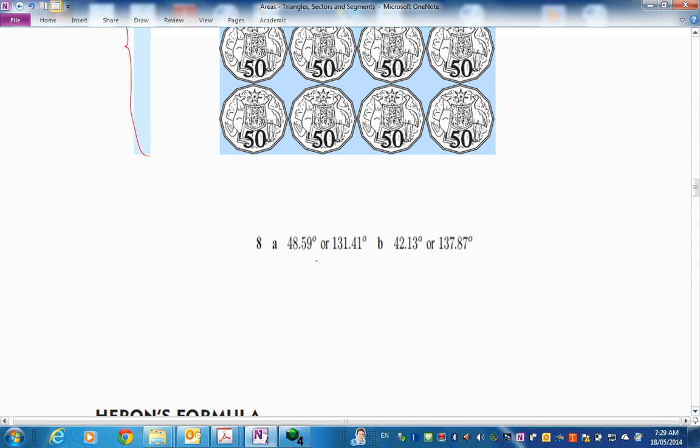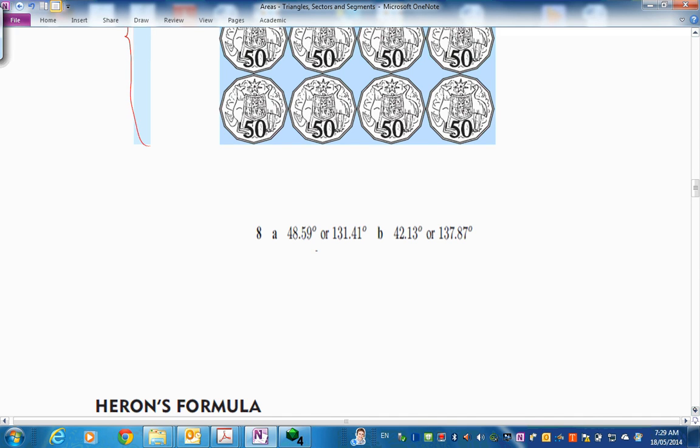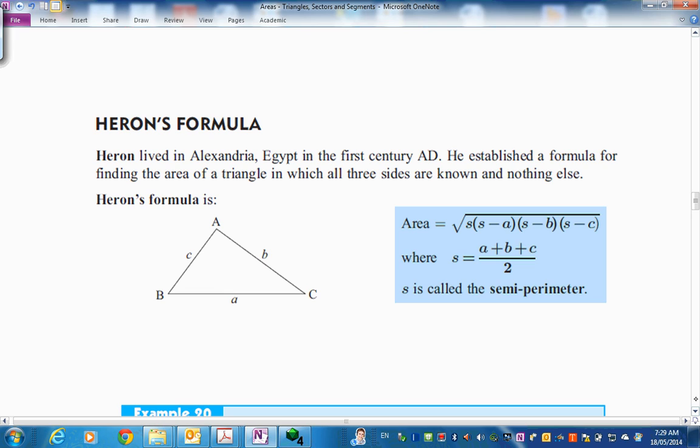Alright, there is another way of finding the area of a triangle, and here it is. Now this one we can't prove yet because we need some other maths we're going to do in the next presentation, the final presentation on this geometry. But Heron found it. He was an Egyptian, 1st century after the birth of Christ. He established a formula to find the area of a triangle in which all three sides are known and no angle. Oh, that's a beauty. So if we know these three sides, we can find the area. That's unbelievable, isn't it?